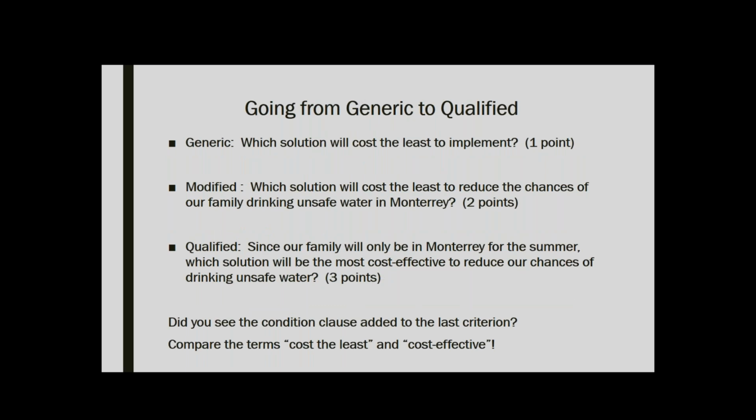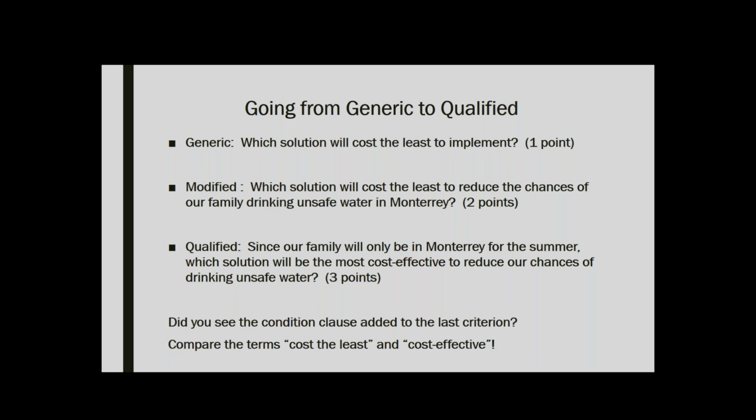Now let's look at how you go from generic to qualified. The generic criteria, which solution will cost the least to implement, is going to get 1 point. Modified has more detail. Which solution will cost the least to reduce the chances of our family drinking unsafe water in Monterey? 2 points. But qualified is going to get 3 points. Since our family will only be in Monterey for the summer, which solution will be the most cost-effective to reduce our chances of drinking unsafe water?